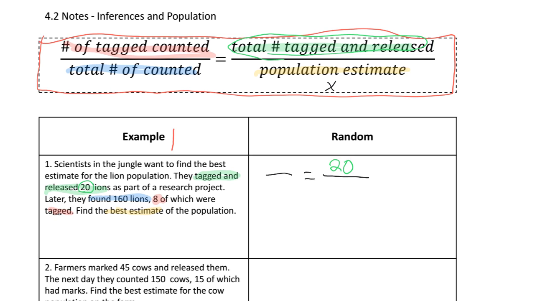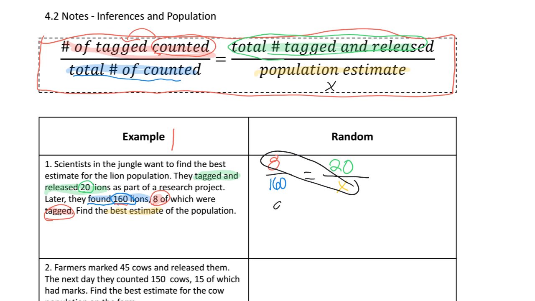The next part is that they found, or counted, 160 lions. So that's going on the left side in the denominator. Of those counted, 8 were tagged. Of those 160, 8 were tagged, so that goes here. And again, we always solve for the population estimate. Now we cross multiply.